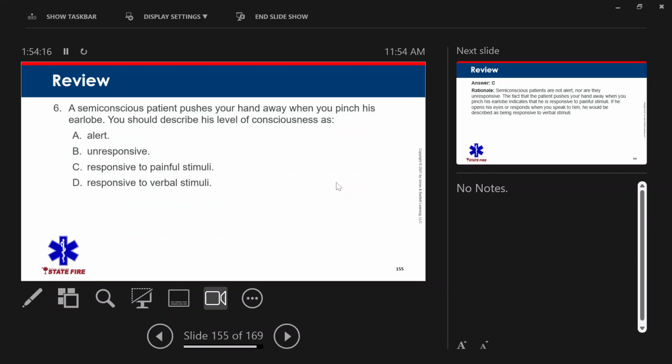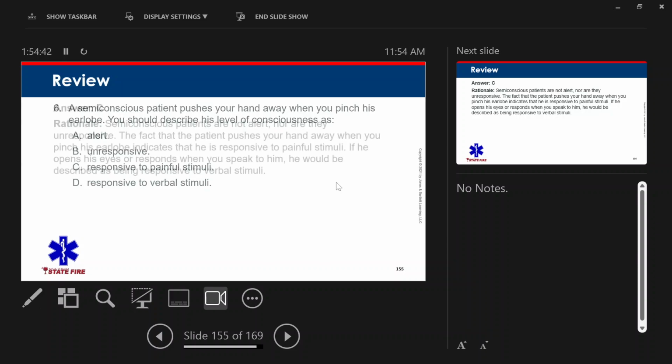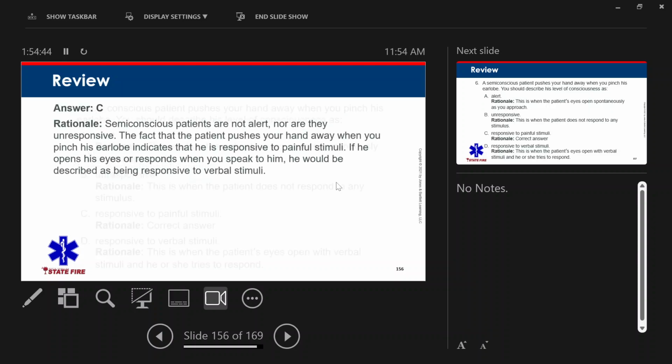A semi-conscious patient pushes your hand away when you pinch their earlobe. What is their level of consciousness? Yeah. I agree. You had to do something ugly to get something back, and so I'm going to put them as pain, P on the AVPU scale. I do disagree with the way they formed the question. You should have said, what is their responsiveness? Right? You should not have said their consciousness. C.